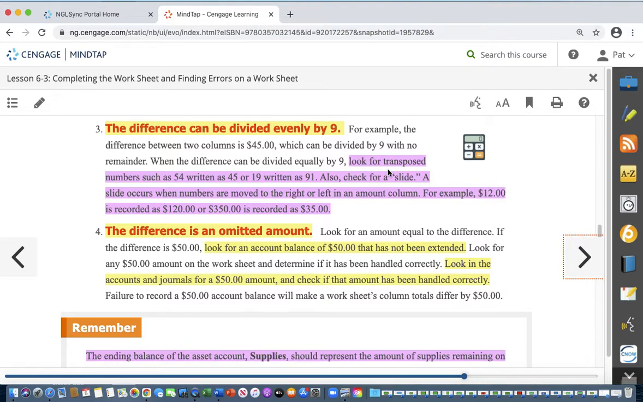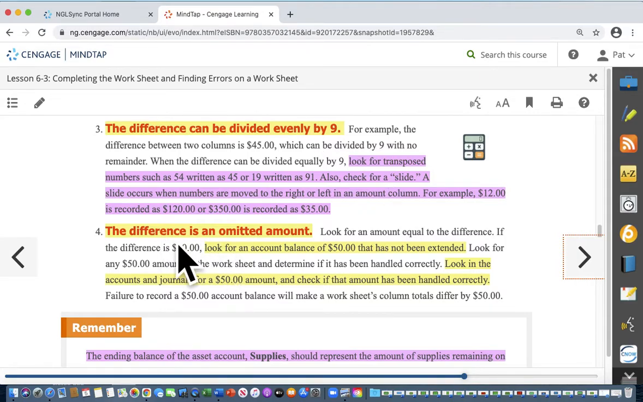Same thing. You slid the decimal point the wrong way. You know what I mean? That's what they're talking about. So if it's divisible by 9, you might go look. Did I write all these numbers down? And I flip-flop one. If you're typing in a ton of numbers, it could be flip-flop, transposed.